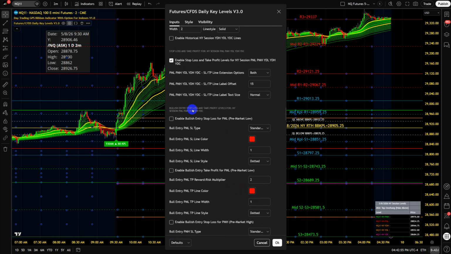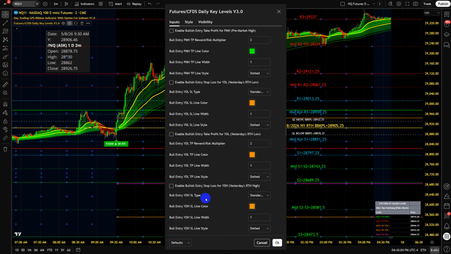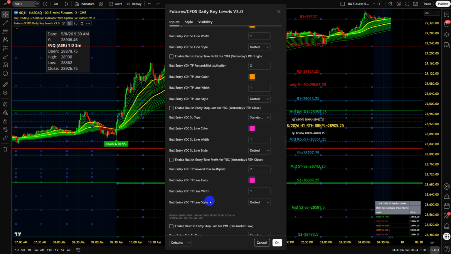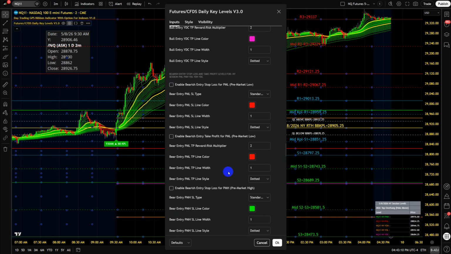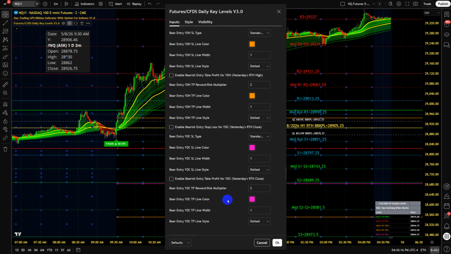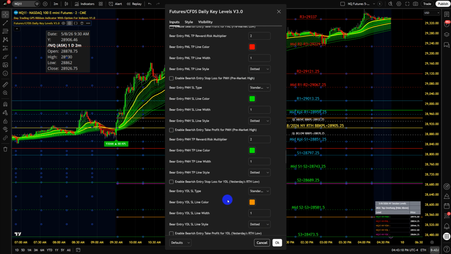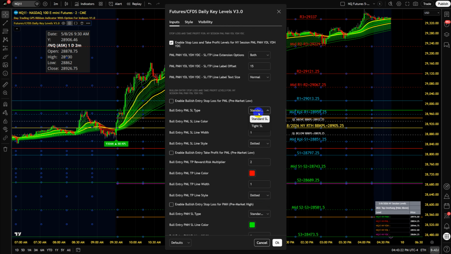First is the bullish entry, stop loss, and take profit levels. You have each one: pre-market low, pre-market high, YDL, YDH, and YDC. That's followed by the bearish entry section: PML, PMH, YDL, YDH, and YDC. There you would pick your standard or tight stop loss using the drop-down menu.